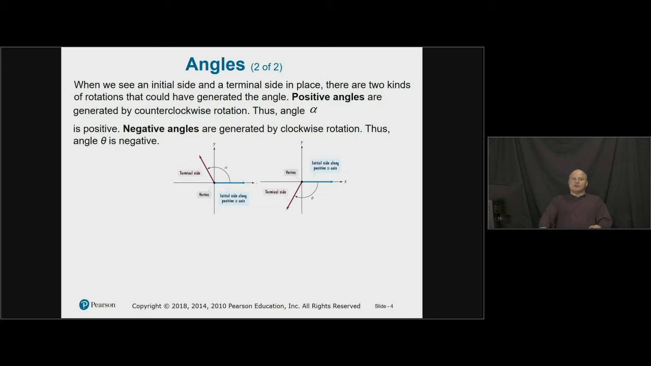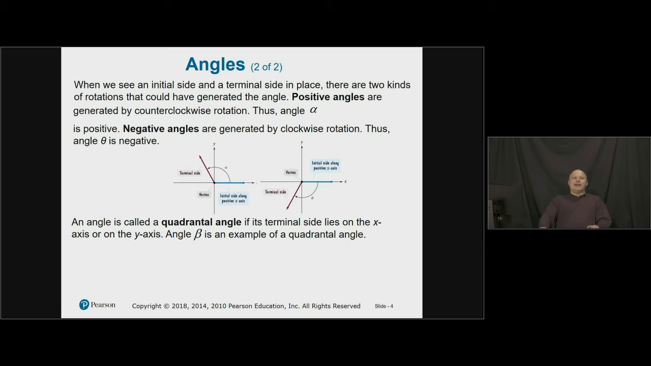Positive angles are generated by counterclockwise rotation. Thus alpha, in this position, is positive because you're going counterclockwise. Negative angles are generated by going in a clockwise rotation. In this case, they're using theta, and theta is a negative angle. So understand the magnitude, the measure, is often the same, but the direction that it goes depends on whether it's positive or negative.